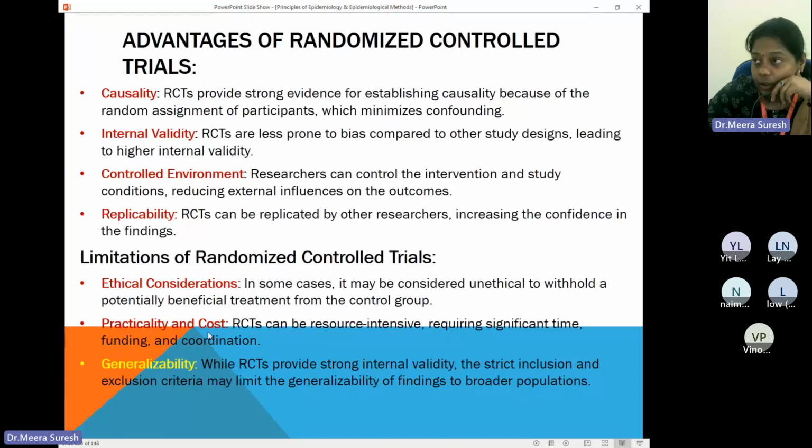Then the practicality and cost. Obviously, this is going to be very expensive, resource intensive, requiring time, funding, coordination, etc.